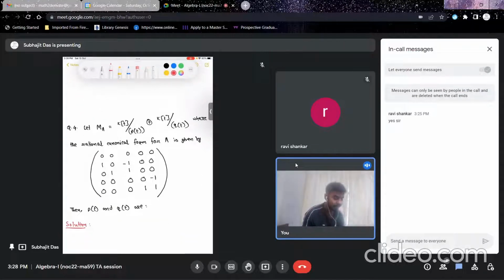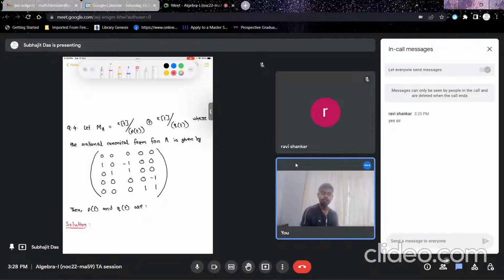Let M_A be equal to K[t] modulo the ideal generated by p(t), direct sum K[t] modulo the ideal generated by q(t). So M_A is this particular K[t]-module, where you are given that the rational canonical form for A is given like this. You need to determine what p(t) and q(t) are.